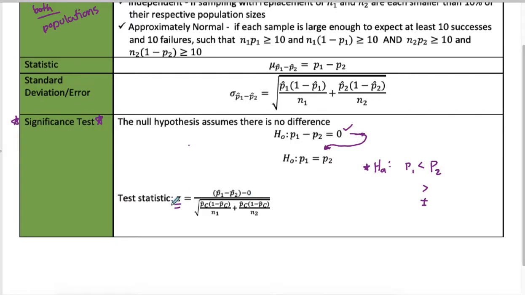So we need to report the test statistic, our z-value, and the p-value that goes with it, the probability of our sample happening.